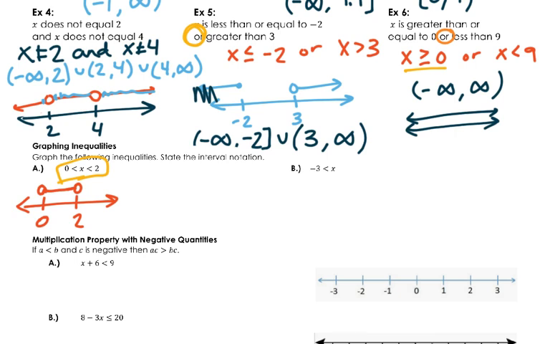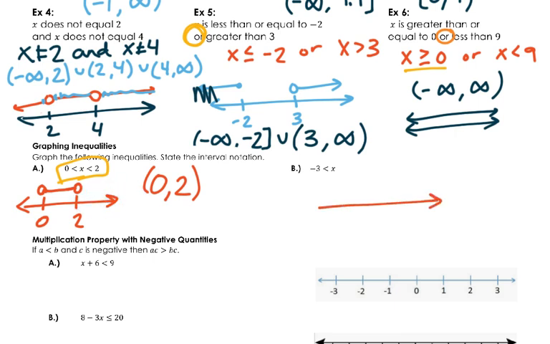Now I want to use this final graph to write my interval notation, so I read it from left to right. Nothing, nothing, nothing, 0. Open or closed on 0? Open. Up until 2, open, and nothing after 2.